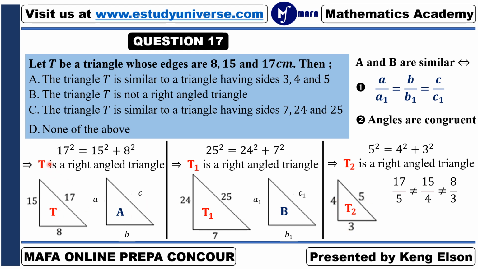Now let us look at triangle T and T1. We do the ratio between the corresponding side lengths. 17 divided by 25 is 0.68. 15 divided by 24 is 0.625. They are already unequal, so we can even end there. But if we take 8 divided by 7, it's going to give us 1.14. So you see that the responses are not equal. Therefore triangle T is not similar to triangle T1. So in conclusion, option D is correct.